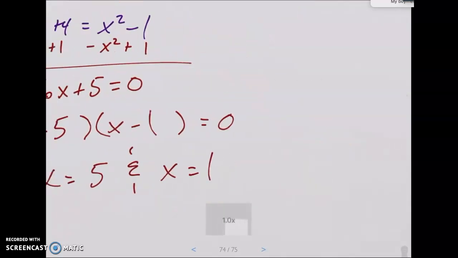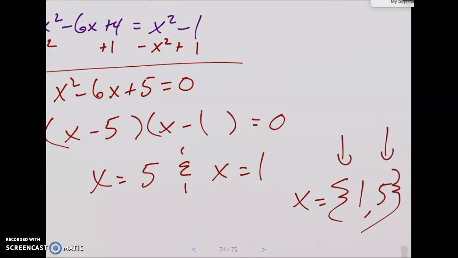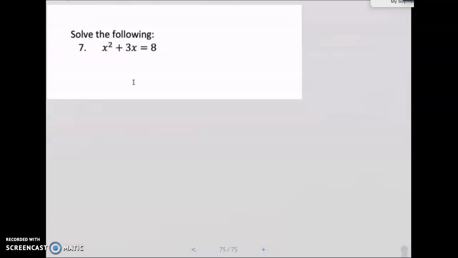You might also see it written like this in ascending order. X equals 1 and 5. And notice that those are brackets. I'm always good at making this bracket. I'm always terrible at making that bracket. If you have any tips, send them my way.